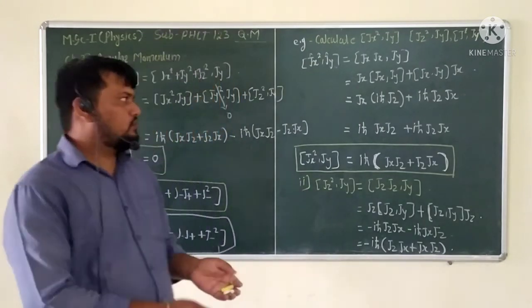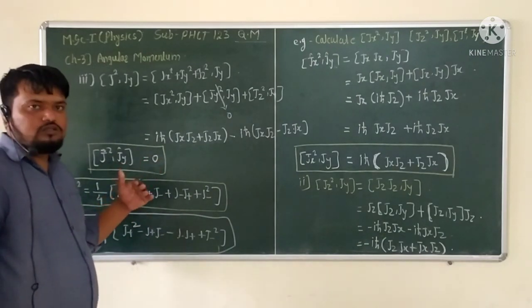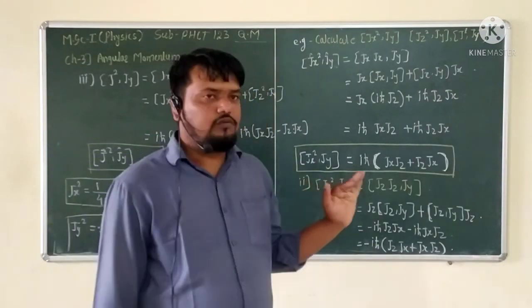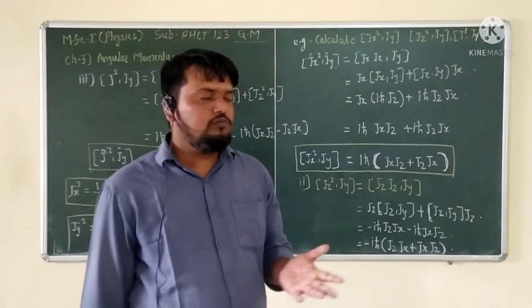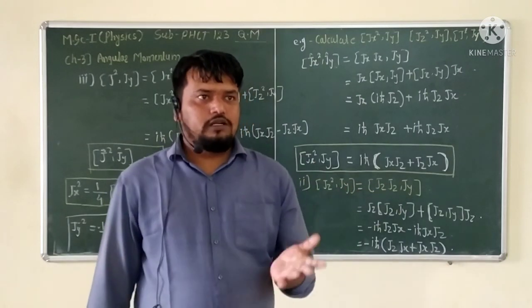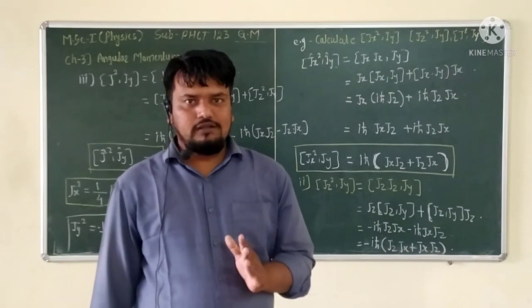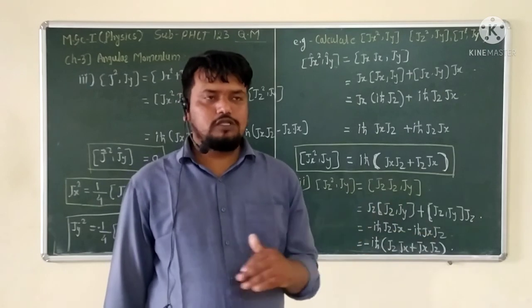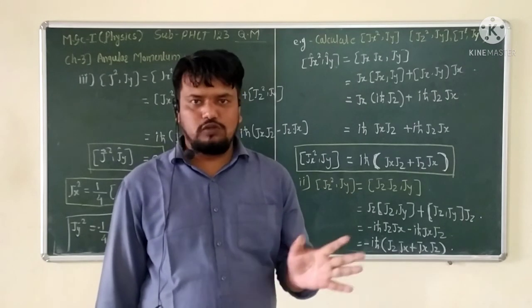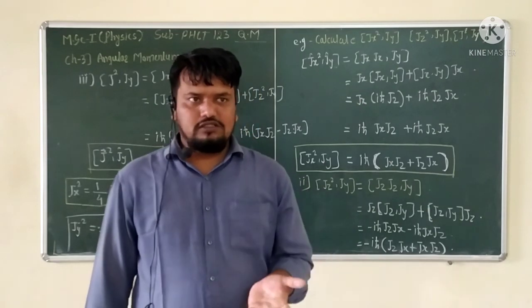Up to this point we have completed the concept of orbital angular momentum and total angular momentum, the formation of orbital angular momentum and total angular momentum and their commutation relations, and the eigenvalue equations of orbital angular momentum, L+, L-, Lx, Ly, L², and of total angular momentum, Jx, Jy, J+, J-, Jx² and Jy². This is already done.